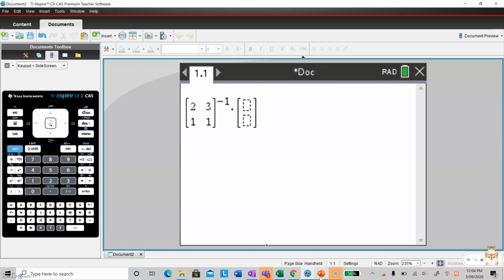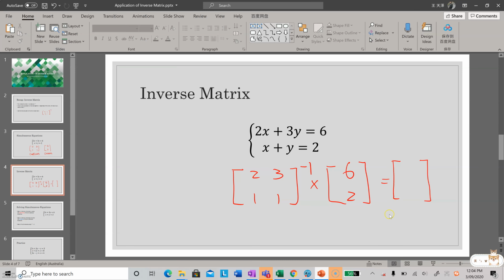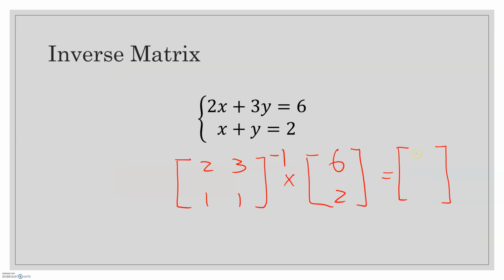So the matrix says 6 and 2. These are the two numbers. Now, when I press enter for that, I'll get the result which says 0 and 2. So we can just bring it there. Okay, 0 and 2. The upper number will be the value for x, and the lower number will be the value for y. And this is going to be the solution to this equation.